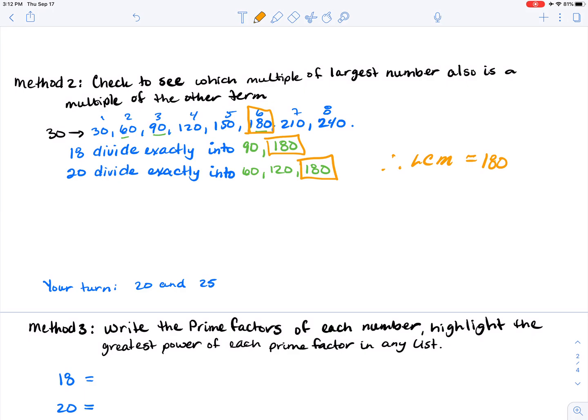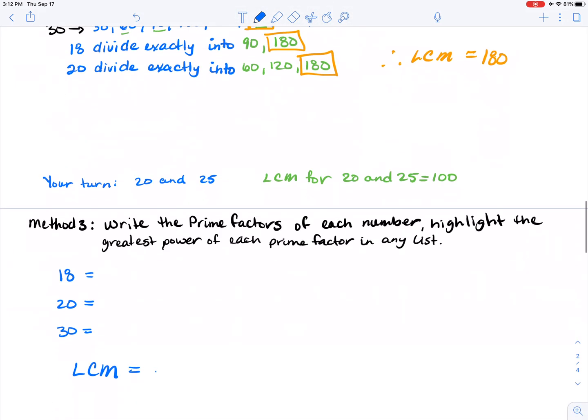Pause the video and try your turn at this, looking at the numbers 20 and 25. Once you're completed, turn the video back on to find the answer. Welcome back. The answer for the LCM for 20 and 25 is 100.